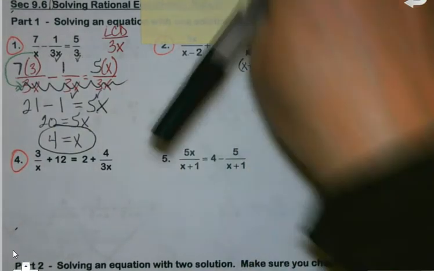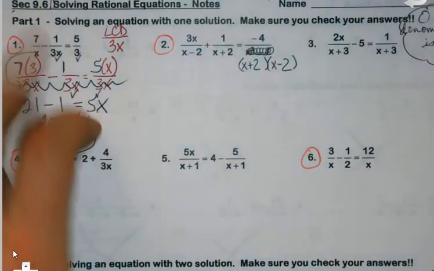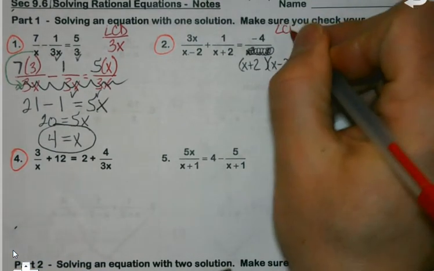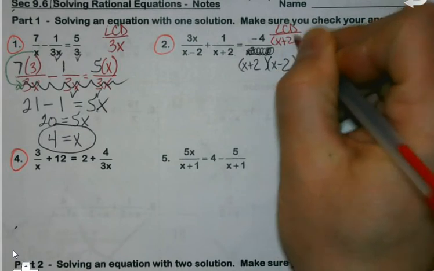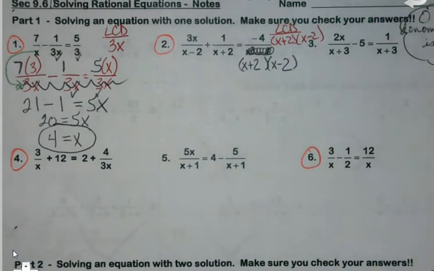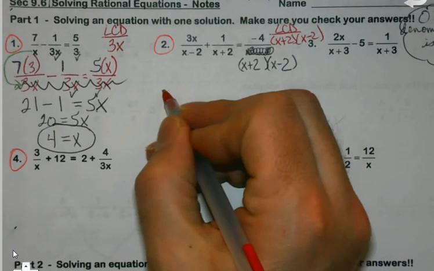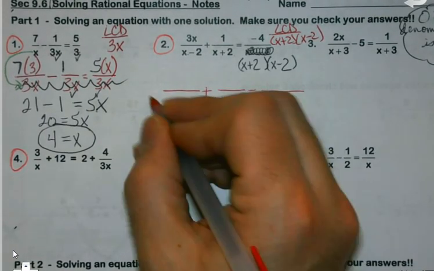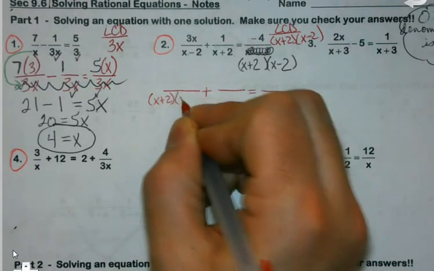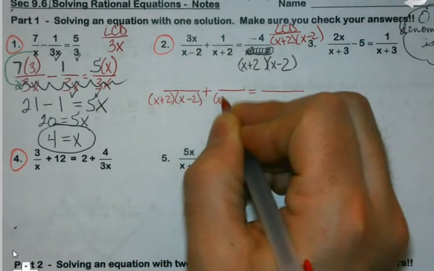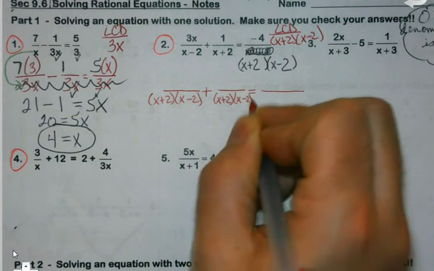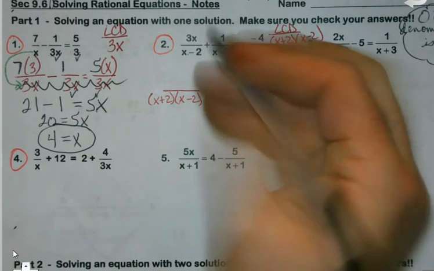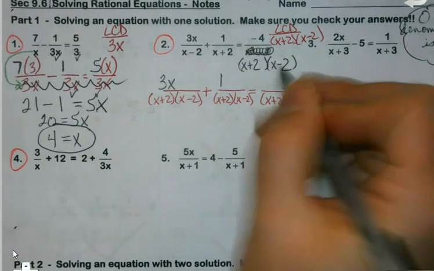So, in this case, my LCD is going to be x plus 2 x minus 2. You don't have to write it out to the side, no. I just like to do it so I kind of see what I'm going to be up to here. Okay. Get my initial numbers rolling here.